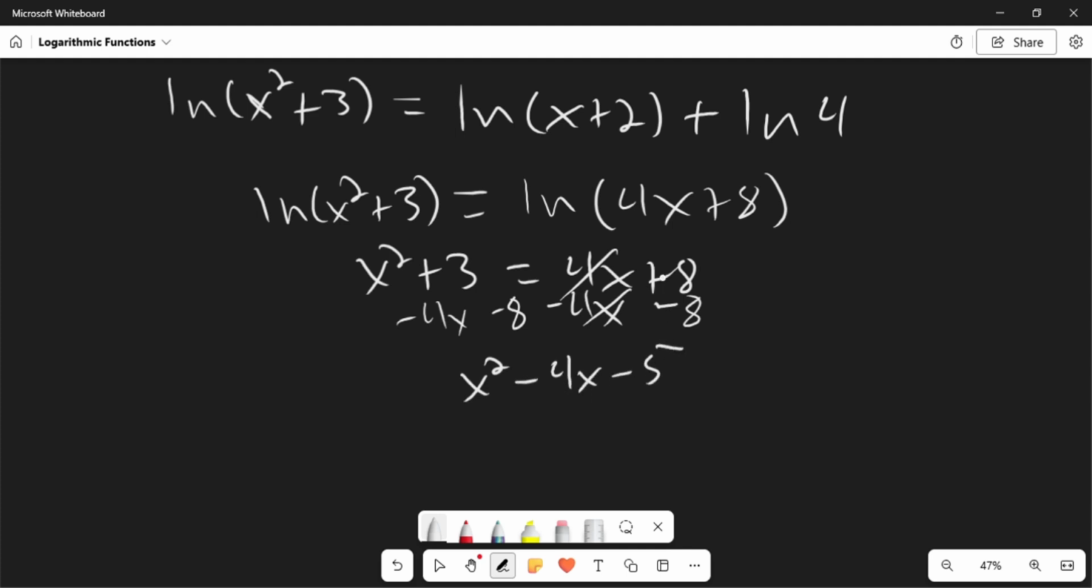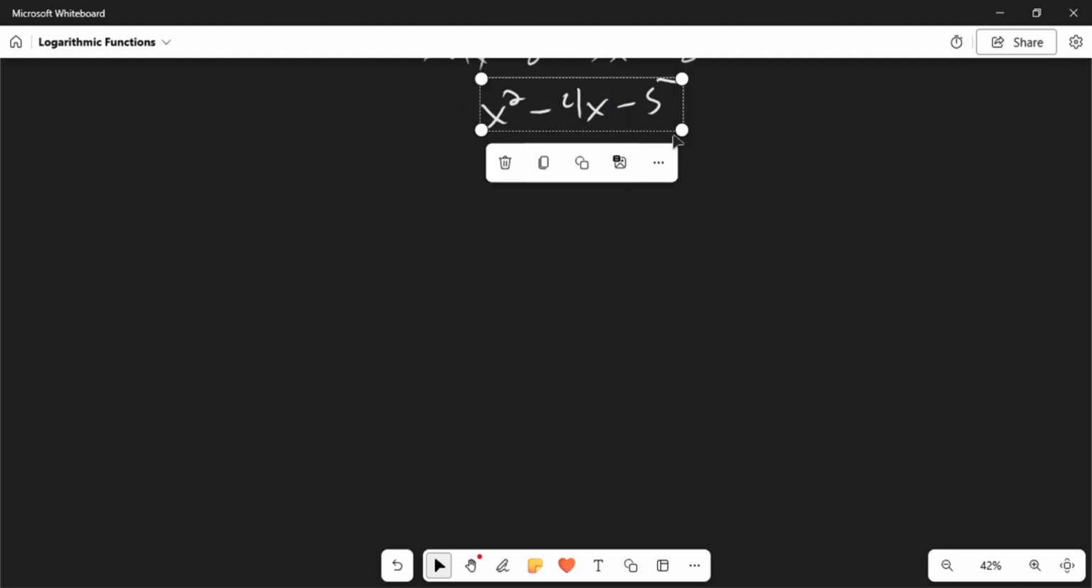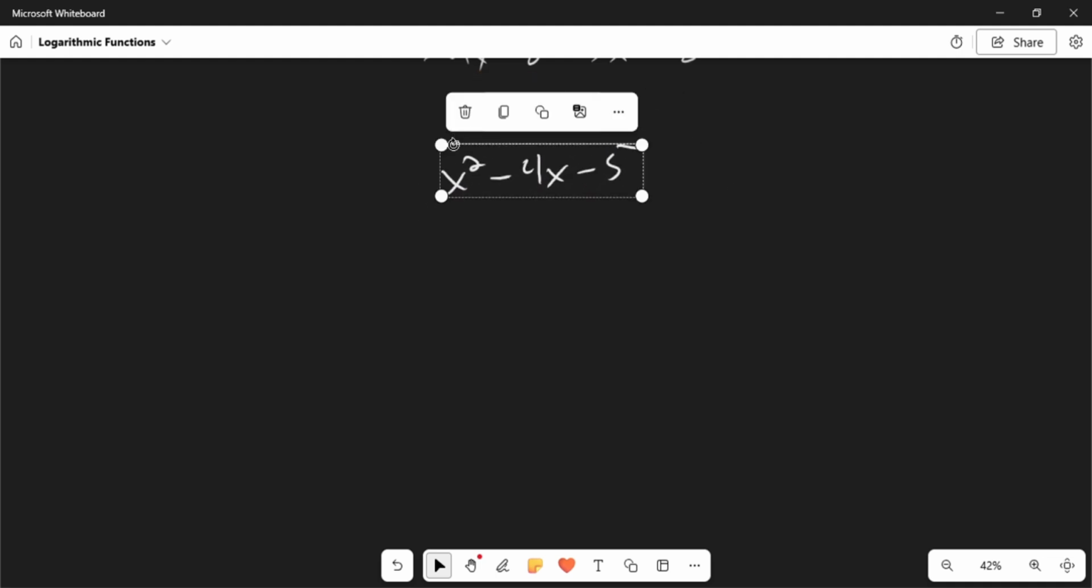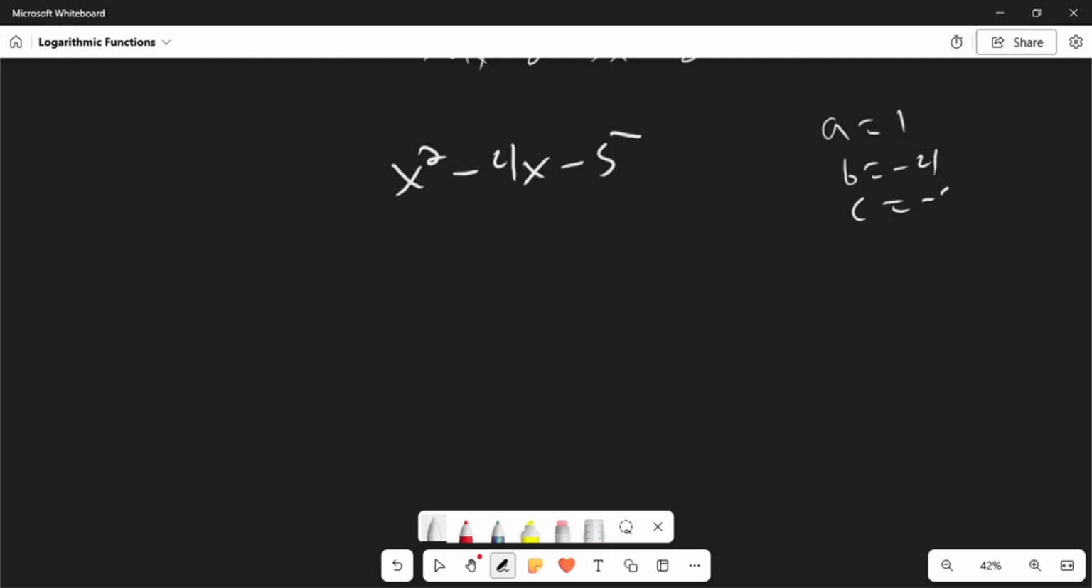Okay, now, alright, so let's think about this quadratic for a second. Alright, so now we're going to solve this quadratic here. Alright, so let's think about this. We have x squared minus 4x minus 5. Okay, so we're going to go back to factoring. a equals 1, b equals -4, c equals -5.